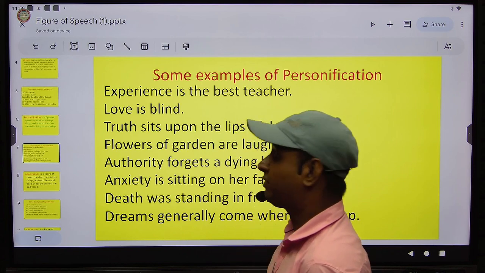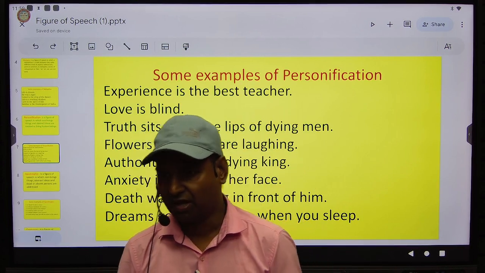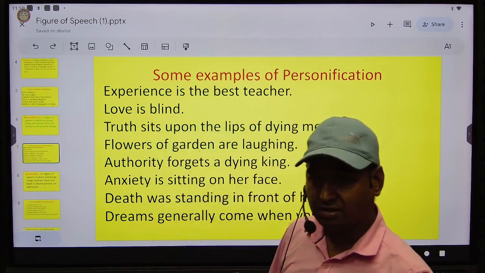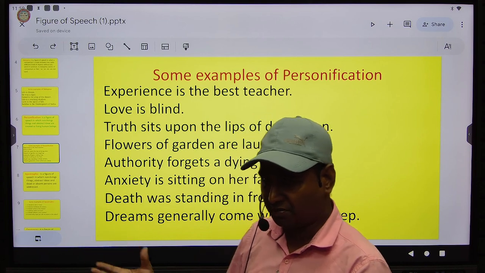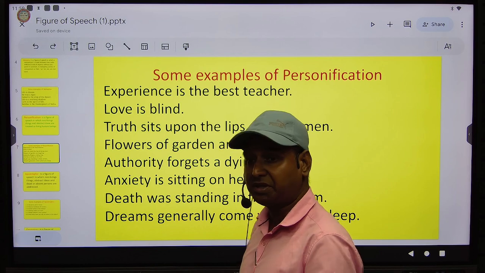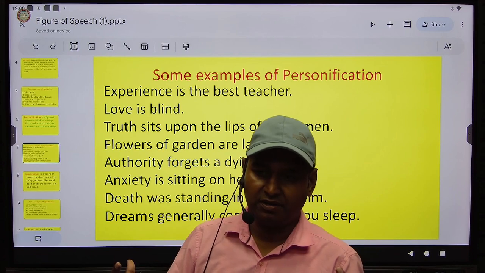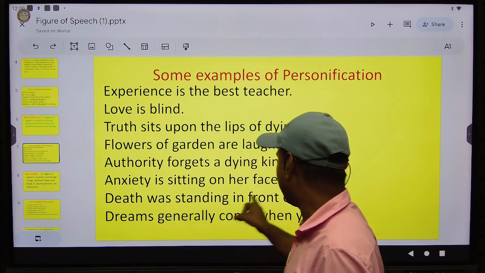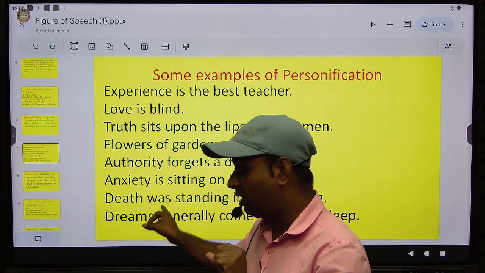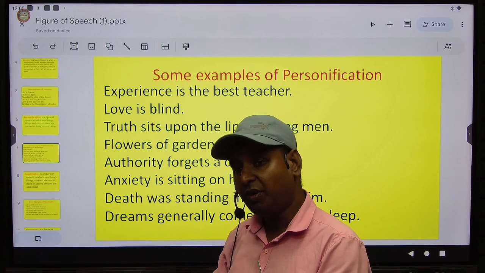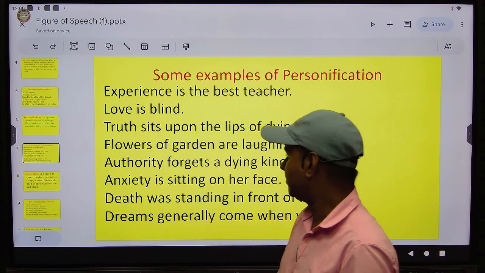Death was standing in front of him. We often say that death was standing in front of me or in front of him. So death, has anyone seen death? The answer is no. This is just an abstract idea. Death means he was on the verge of dying. If some person is on the verge of dying, then it can be said about him that death was standing in front of him. So standing is the process of human being. It is not the task of death. So we are personifying death. We are giving some personality to death. That's why this example is also example of personification.